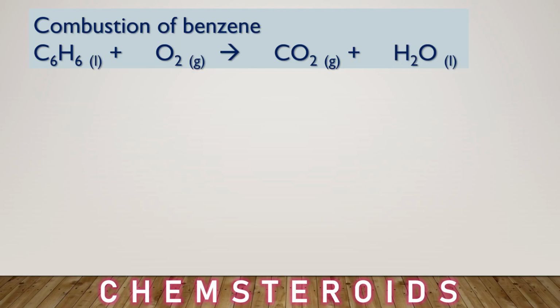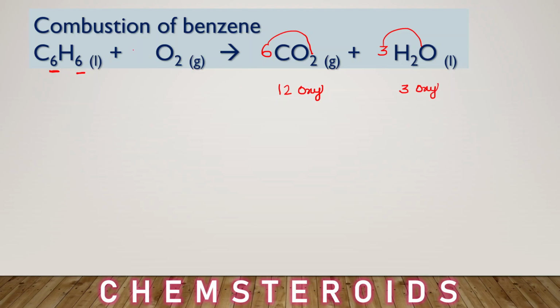Let's balance the combustion of benzene. I hope now you got a complete idea on how to balance the equation. Let us move a bit quicker. There are 6 carbons, so I'm writing 6. There are 6 hydrogens, I'm writing half of it as 3. Finding out oxygen, 6 into 2, 12 oxygen, and over here it is 3 oxygen, so total 15 oxygen.